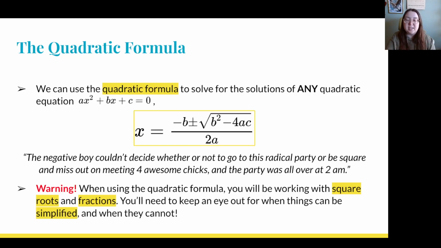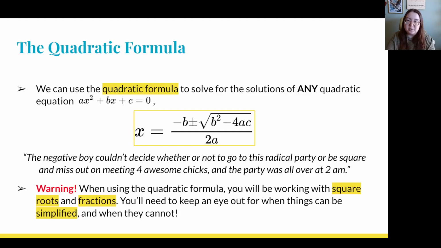So the formula is x is equal to -b plus or minus the square root of b squared minus 4ac, all divided by 2a. There's a little rhyme to this. We say the negative boy couldn't decide whether or not to go to this radical party or be square and miss out on meeting 4 awesome chicks, and the party was all over at 2 a.m. So it was a little rhyme to try to remember what the formula looks like. There's lots of different rhymes out there if you would like to find a different one that you like more or anything along those lines, but that's the quadratic formula.